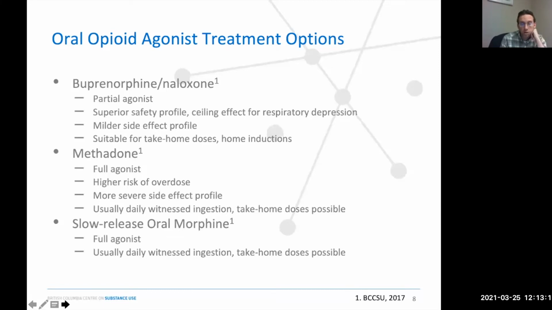And that is almost always daily witnessed ingestion. There are very occasionally people who have take-home doses, but they need to have very long periods of stability. The guidelines say 16 weeks of negative urine drug screens, and in practice, it's often longer than that.